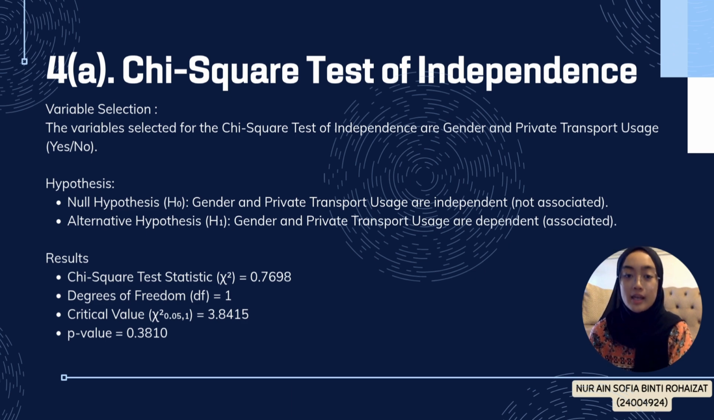The first one is the null hypothesis, which states that gender and private transport usage are independent, meaning there is no association. And the second one is the alternative hypothesis, which suggests that gender and private transport usage are not independent, meaning there is an association. And this is the following result. So now let's interpret what this means in the next slide.